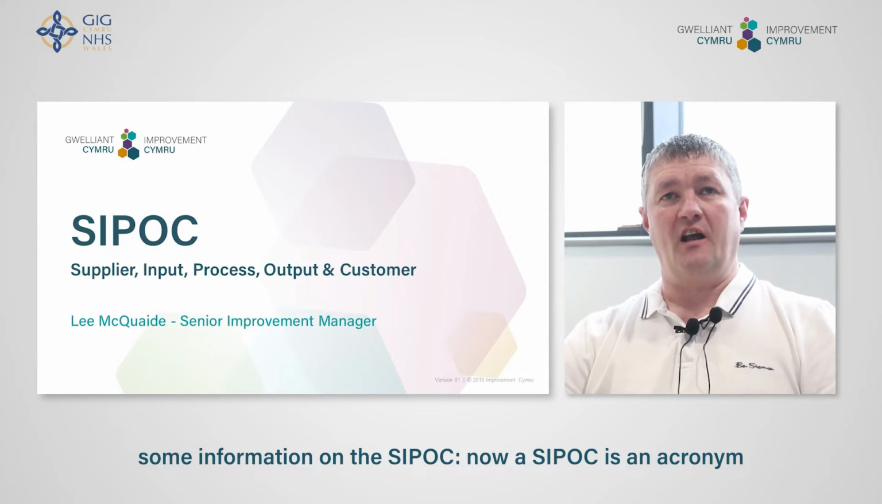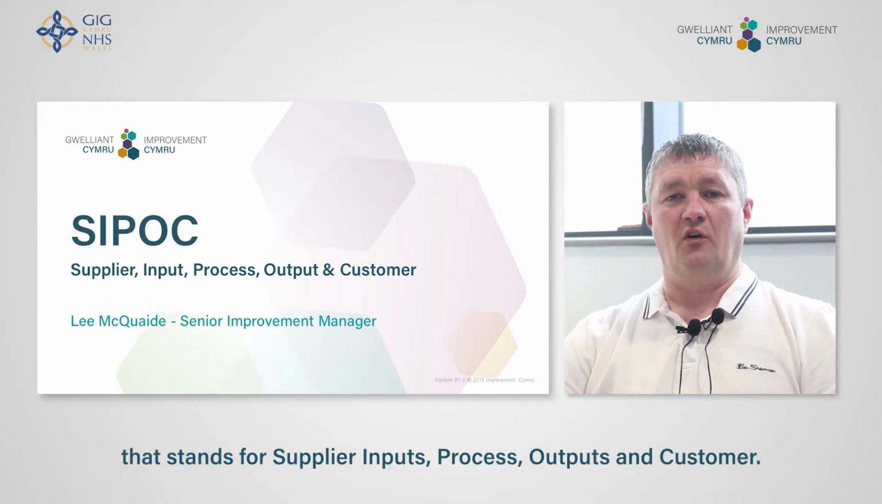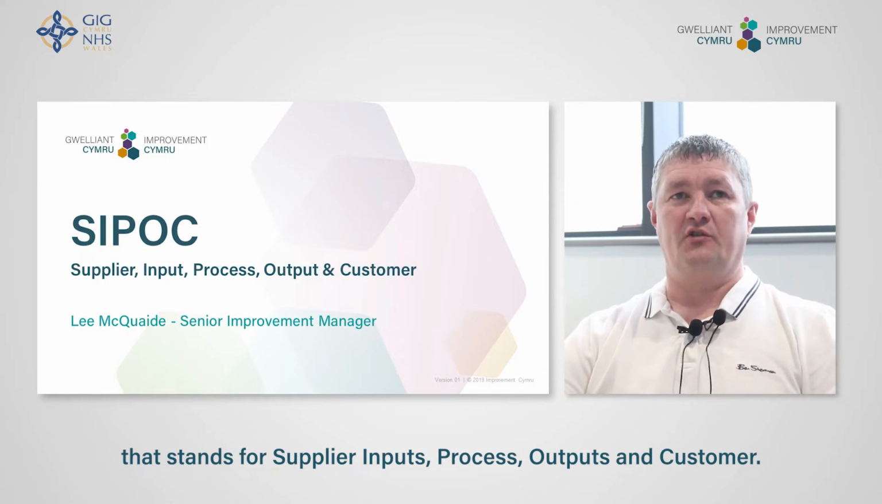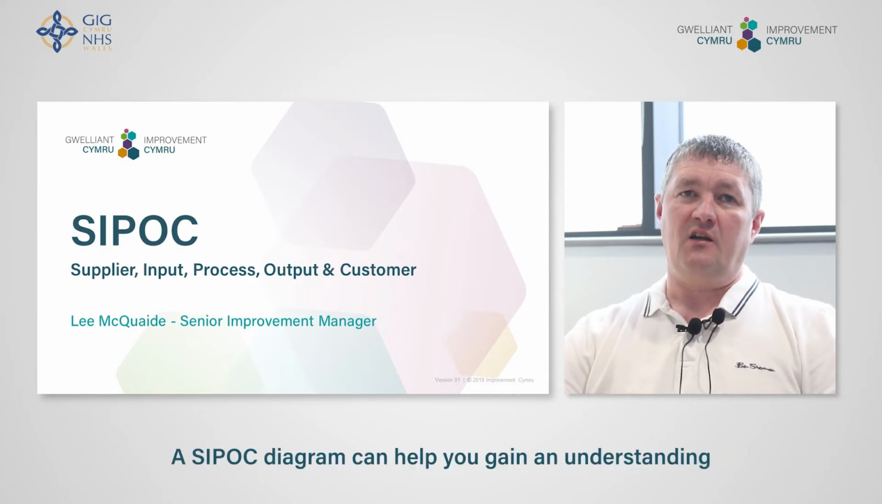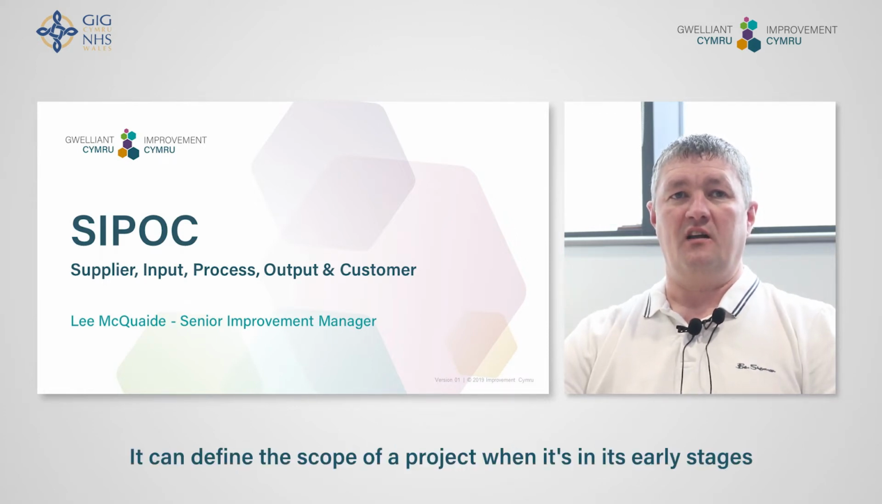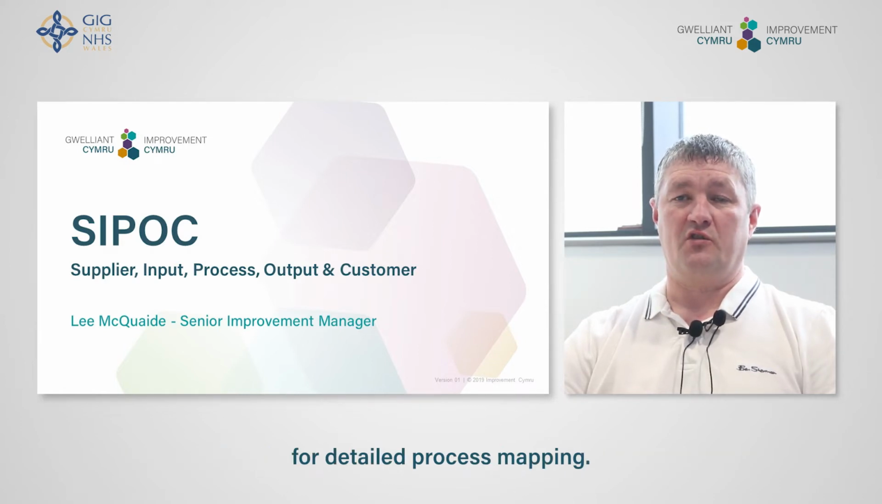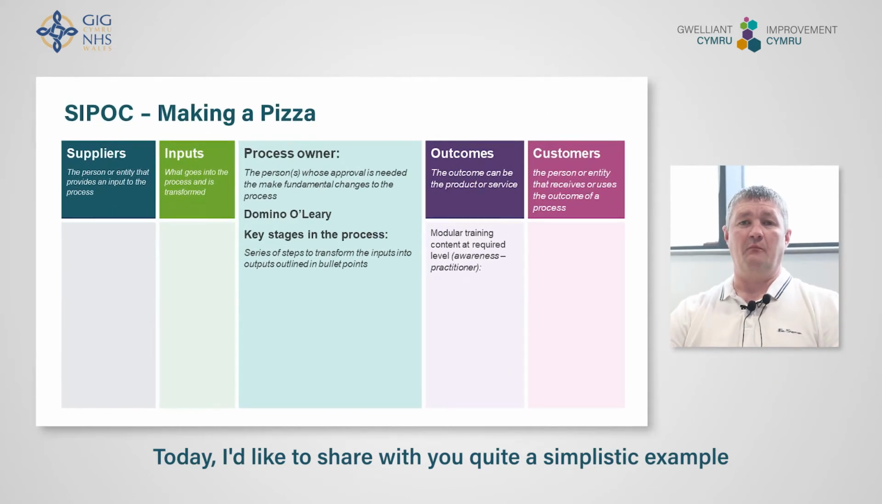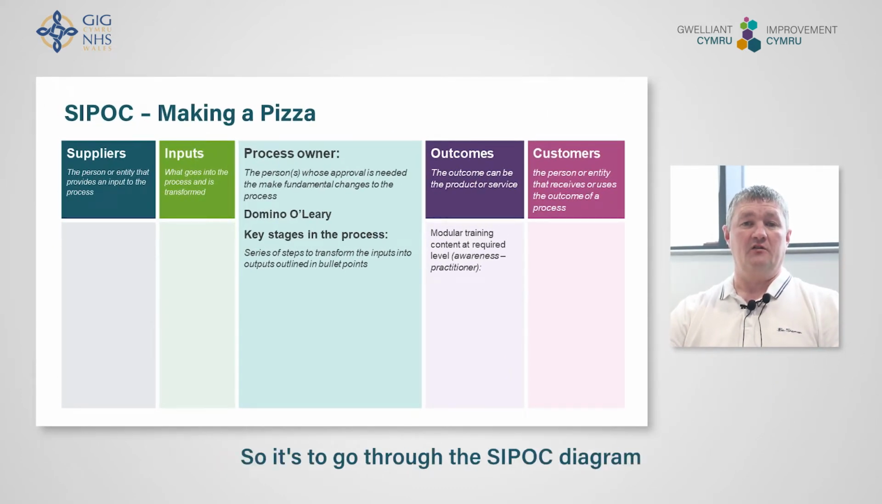Now, a SIPOC is an acronym that stands for Supplier, Inputs, Process, Outputs and Customer. A SIPOC diagram can help you gain an understanding of how each item will impact the process. It can define the scope of a project when it's in its early stages for detailed process mapping. Today I'd like to share with you quite a simplistic example of making a pizza. So it's to go through the SIPOC diagram process for making a pizza.